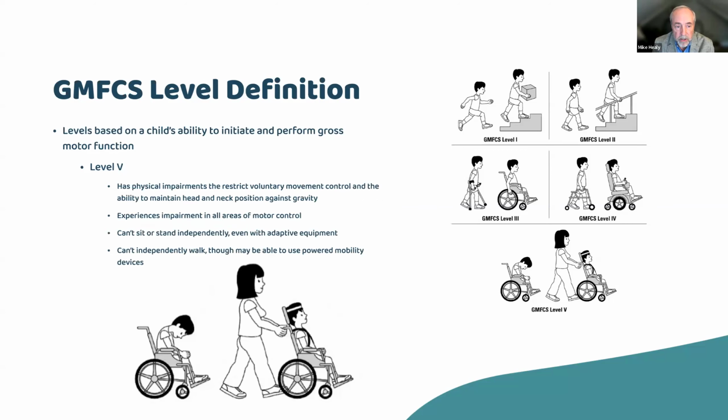And then GMFCS level 5 basically has very limited ability to initiate any voluntary movement, is not able to ambulate or even stand independently, and is dependent on others for their care. They have trouble with head and trunk control, and are at the more severe end, obviously, of the GMFCS spectrum.